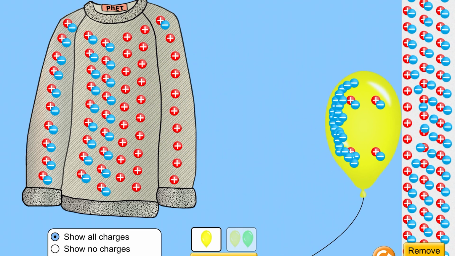Also notice when I move it by the wall, the extra electrons repel the electrons in the wall, leaving just positive charges by the balloon. So the negative charges on the balloon are attracted to those positive charges on the wall, and the balloon sticks to the wall.